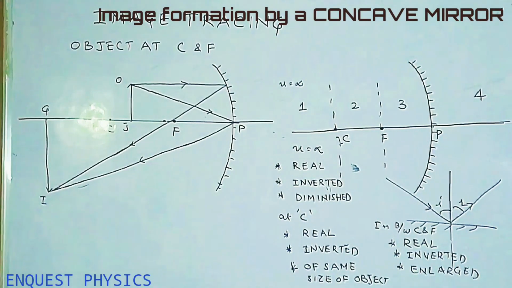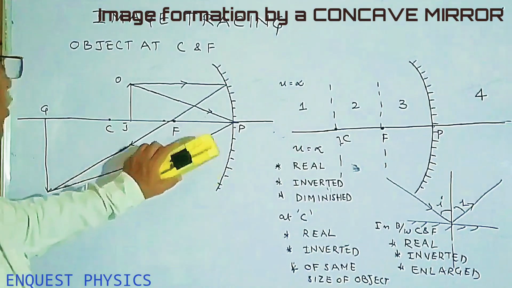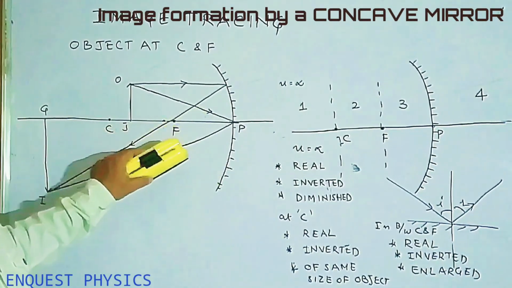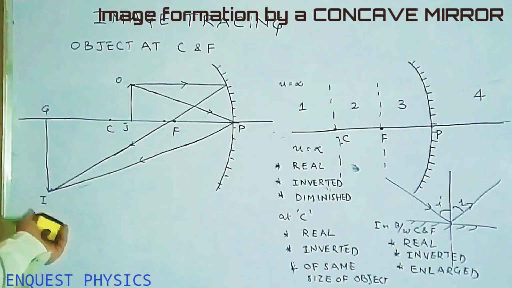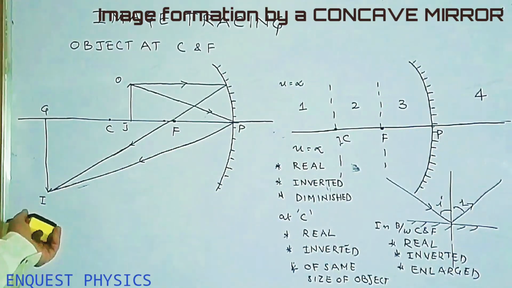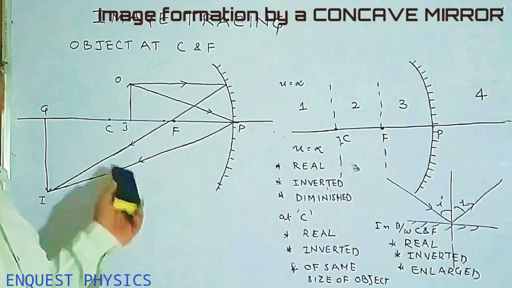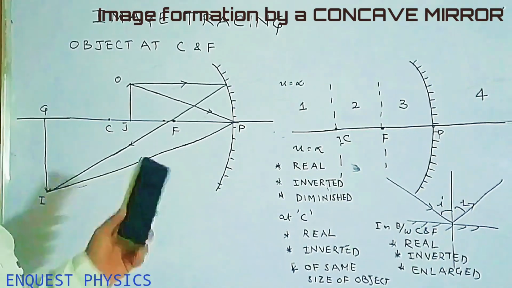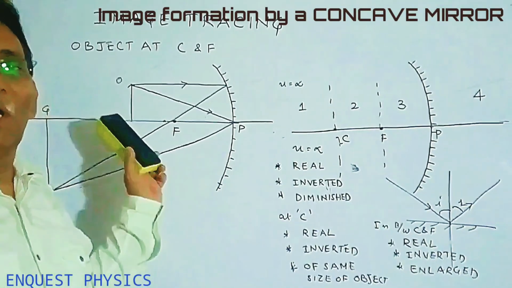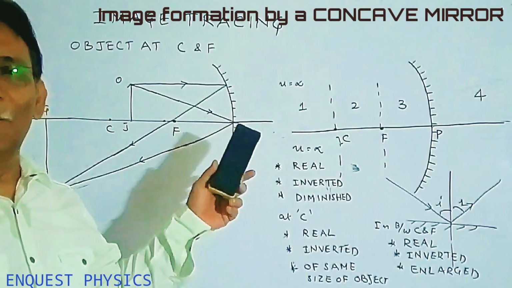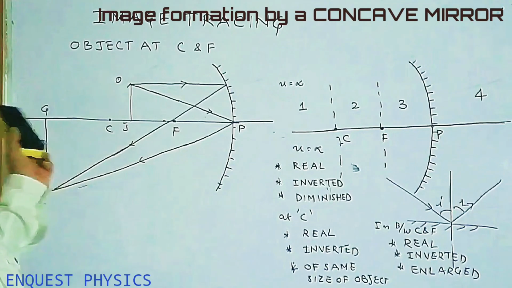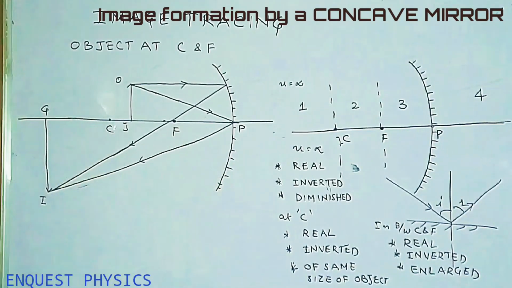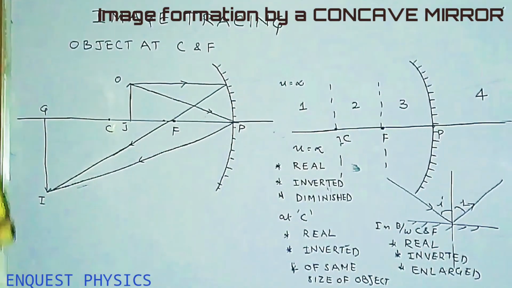This is another case. In this one, what did happen? We kept the object in between C and F, and the final image is formed beyond the C. It's real and inverted, but it is enlarged when compared to the object. Here you have to remember one thing. When you are approaching towards the mirror, the image will move away from you. And if you are moving away, then the image will be near to that. This is the third case.